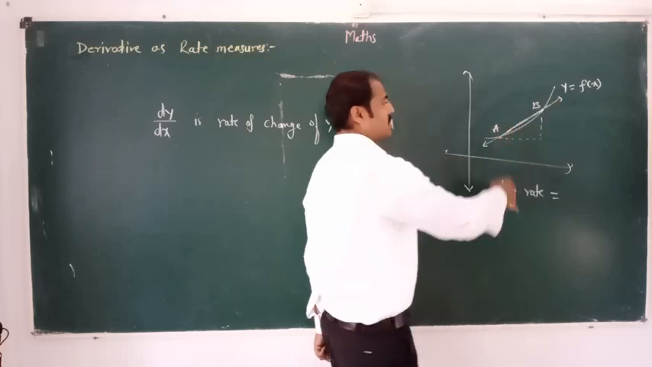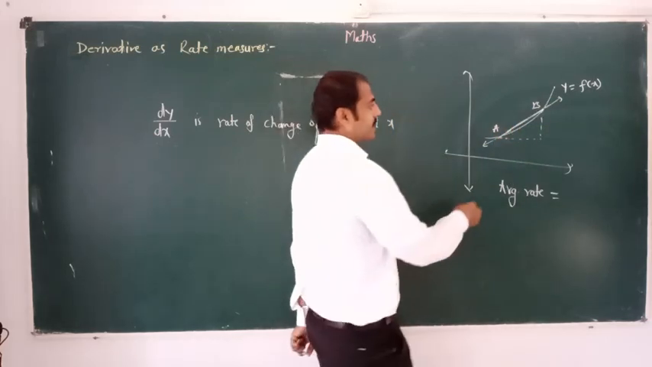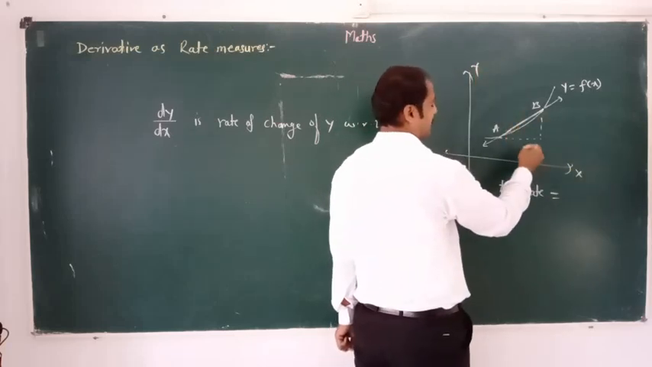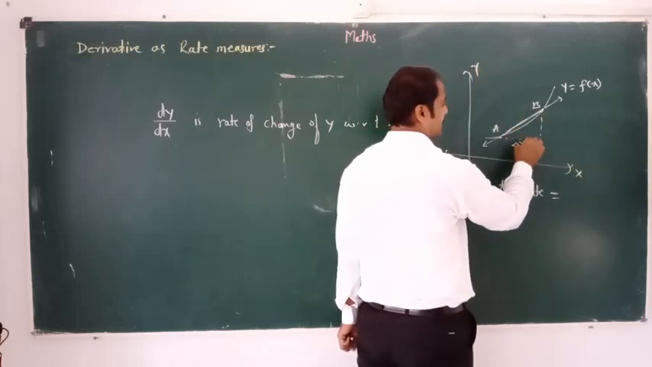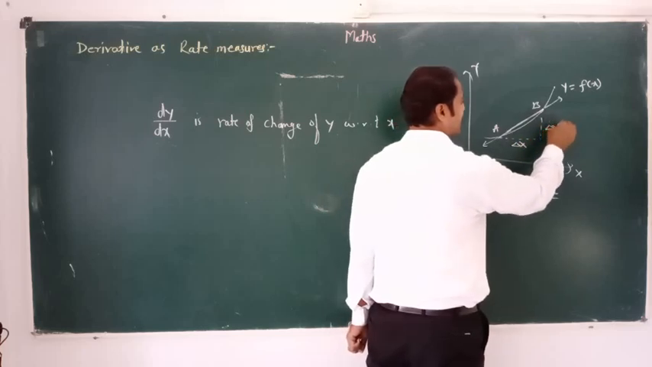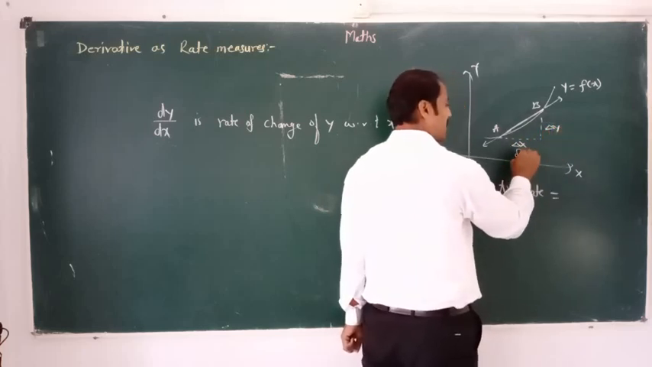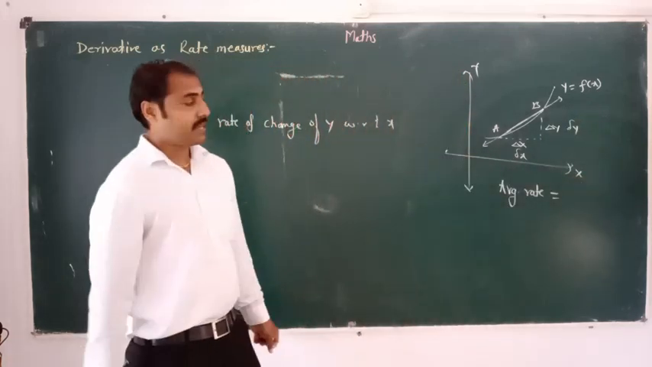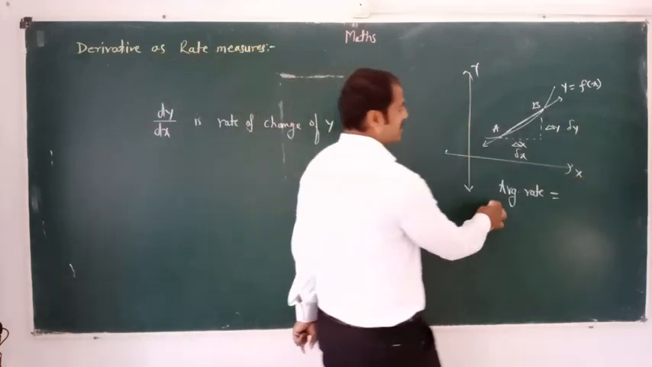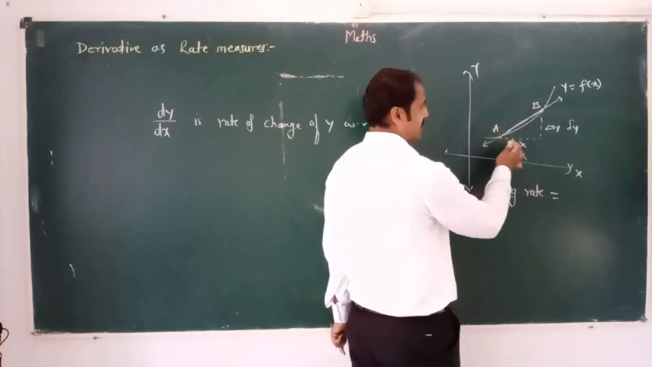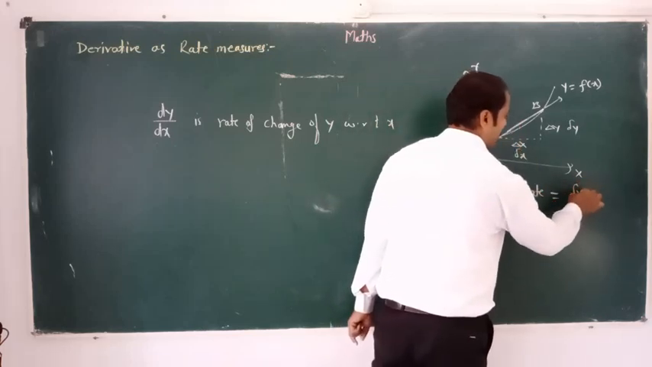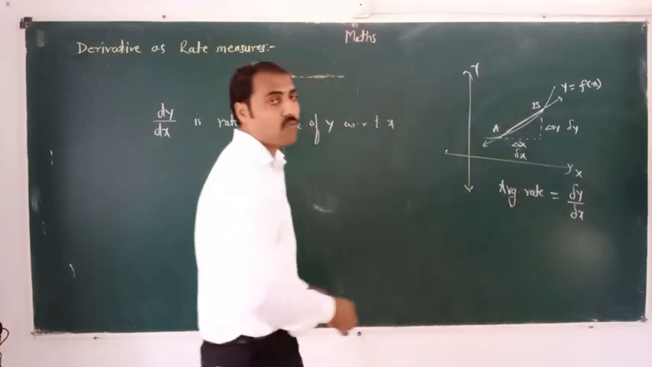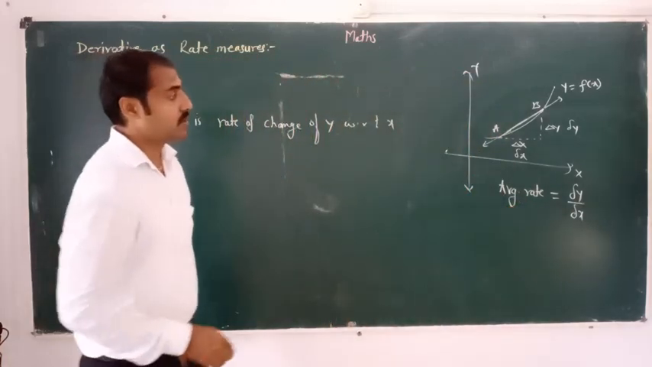What is tan theta here? If this distance along the x axis is delta x, and this distance along the y axis is delta y, then the average rate, that is tan theta, is equal to delta y by delta x. This is the average rate of y with respect to x.